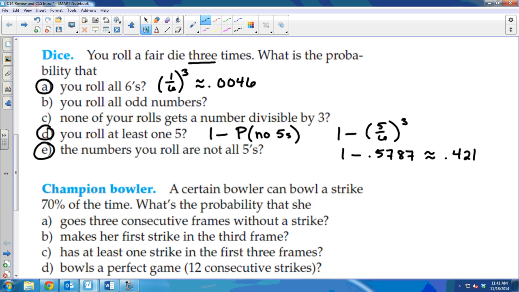What about E? It says the numbers you roll are not all 5s. How can I reword that to sound like an "at least" question? The numbers you roll are not all 5s. Right, so at least 1 is not a 5. Using this idea of the complement with these "at least" questions, how are you going to figure out at least 1 is not a 5? 1 minus the probability of all 5s.